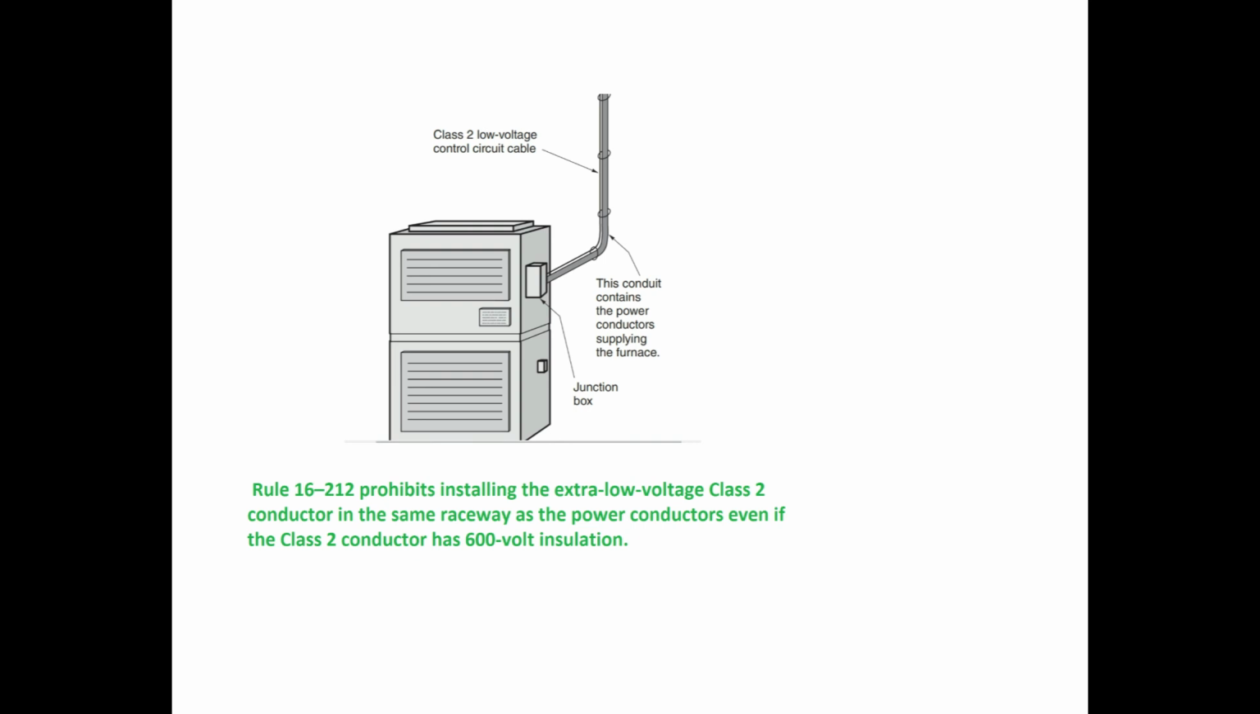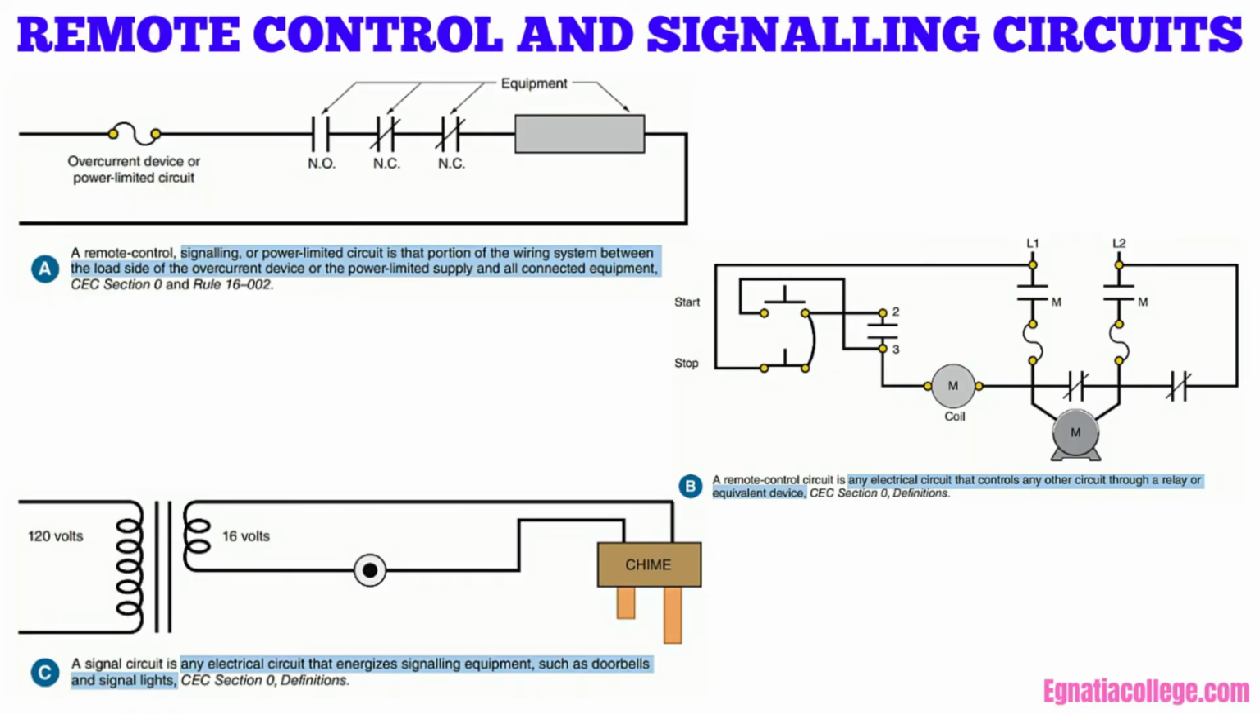It is permitted to fasten a Class 2 extra low voltage control cable to a conduit containing the power conductors that supply a furnace or similar equipment. Type ELC conductors in Class 2 wiring are not permitted for heating control circuits, Rule 16-210-3. Conductor sizing and overcurrent protection requirements are found in subsection 16-100 for Class 1 circuits and subsection 16-200 for Class 2 circuits.